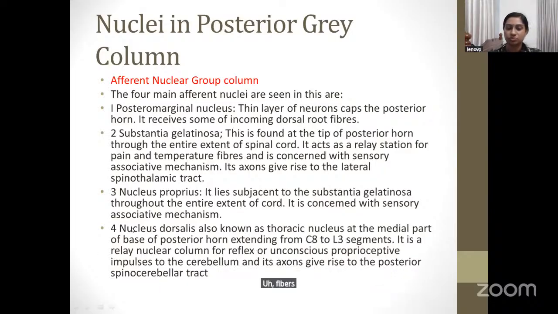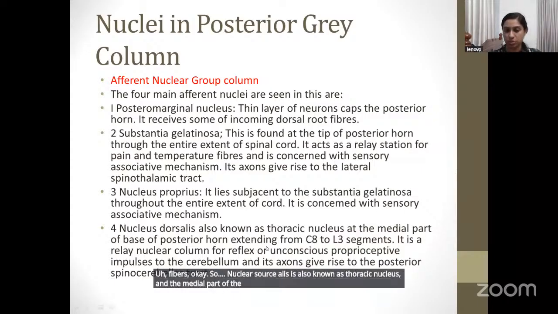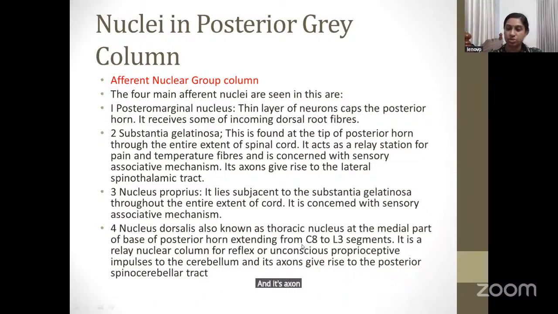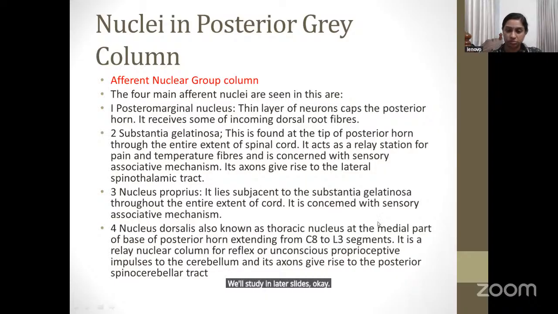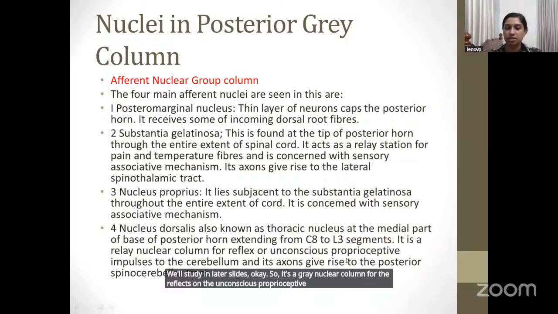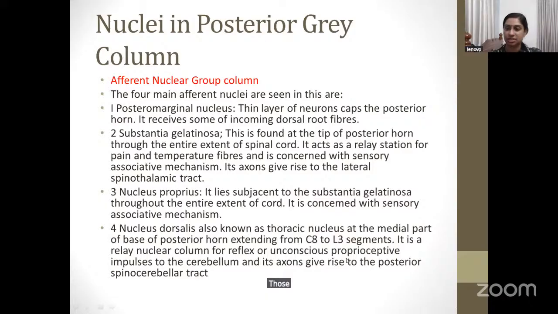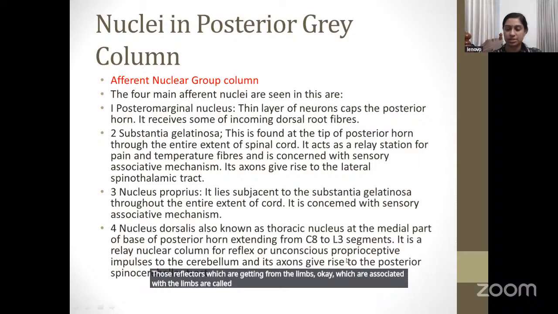So the nucleus dorsalis, also known as the thoracic nucleus, is at the medial part of the base of the posterior horn. It extends from the C8 to L3 segments. It's a relay nuclear column for reflex or unconscious proprioceptive impulses to the cerebellum, and its axon gives rise to the posterior spinocerebellar tract. Different tracts are there, ascending and descending; we'll study them in later slides. Unconscious proprioceptive impulses are those which come from the limbs, associated with the limbs.